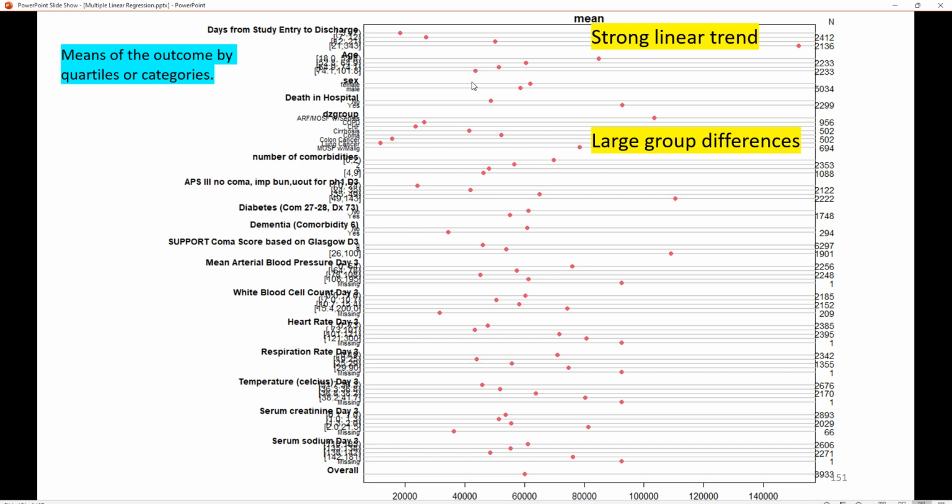And then also with age, we see as patients get older, their costs actually go down. And we also have large group differences, such as a death in the hospital. That's about a 40,000 difference between those who had a death in the hospital and those that didn't. And then for the diagnosis or disease group, we see a lot of big group differences. And we can see the rest of the predictors and their distribution on charges.